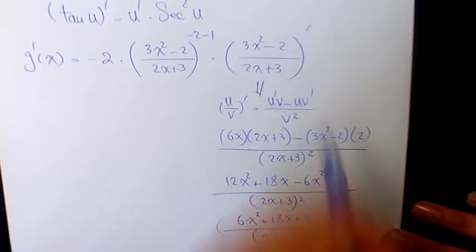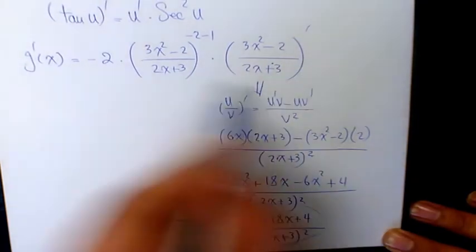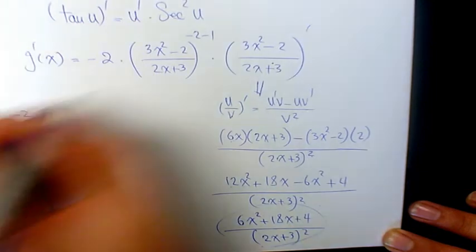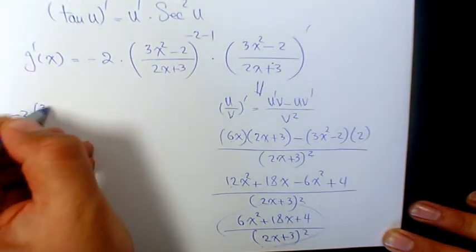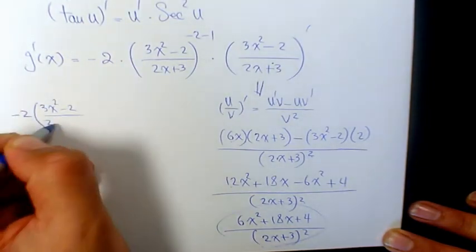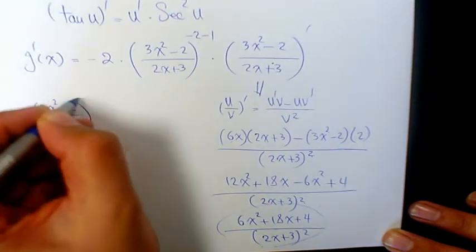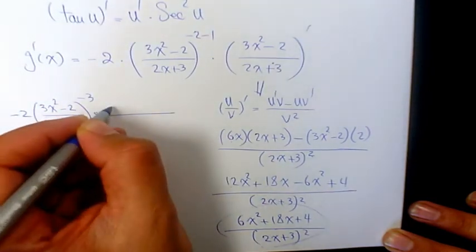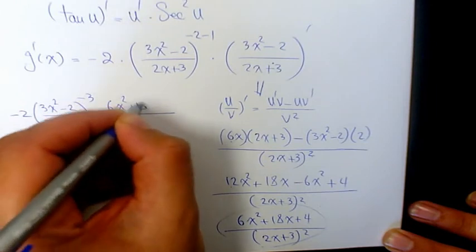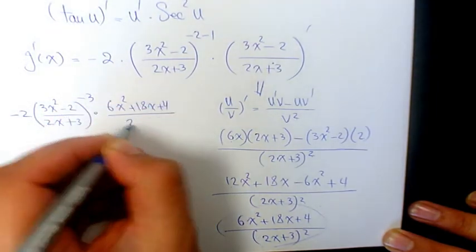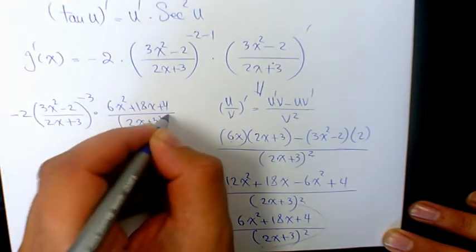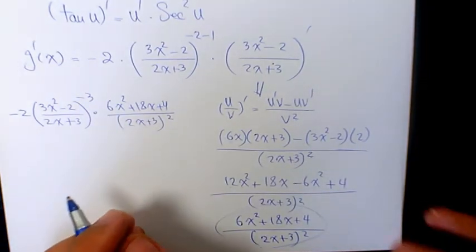That's going to be only this part. So I need to sub it there. We have negative 2 times (3x squared minus 2 over 2x plus 3) to the power of negative 3 times (6x squared plus 18x plus 4) over (2x plus 3) to the power of 2. So that's going to be the final answer.